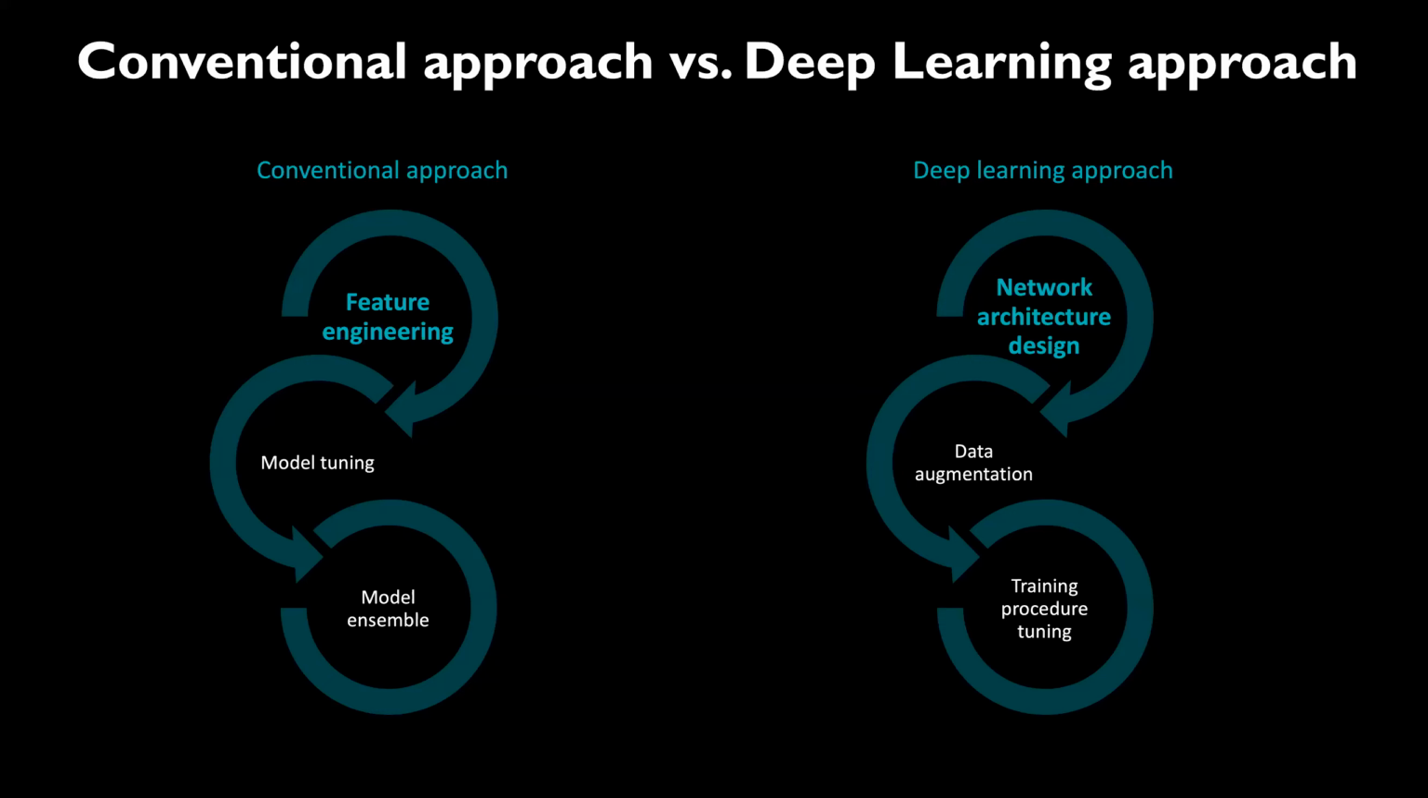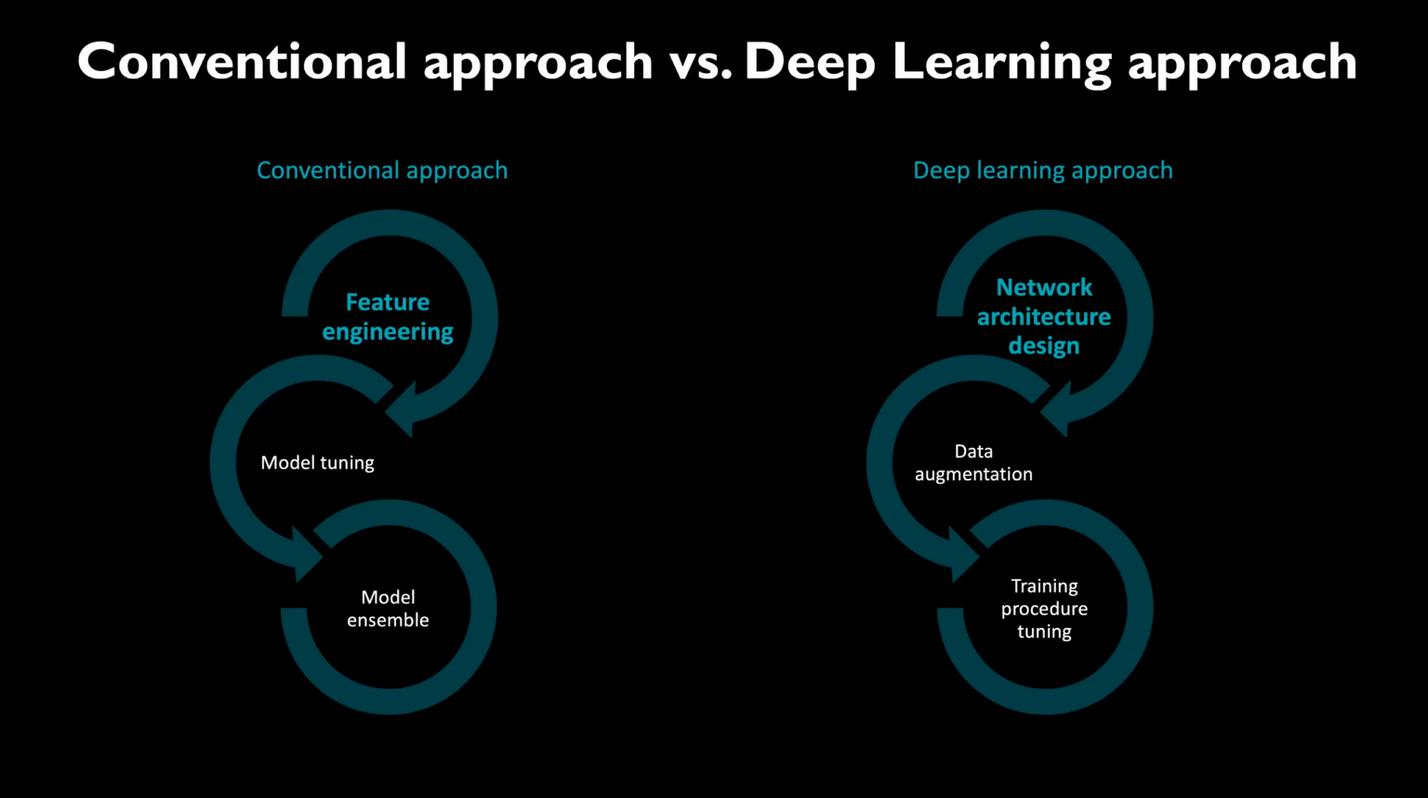What I'm trying to say here is that feature engineering is the core of the conventional approach, but network architecture design is the core idea of the deep learning approach, followed by data augmentation and training procedure tuning. If these terminologies are alien to you, don't worry about that, because you probably don't need to do that right away. But if you know that data augmentation and training procedure tuning are important for deep learning, that's good enough.